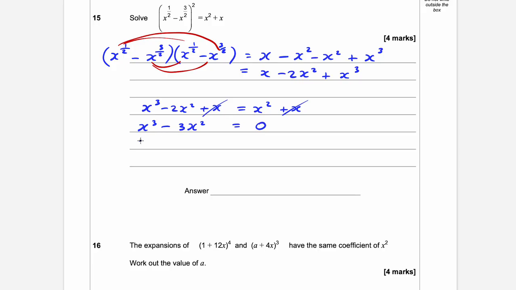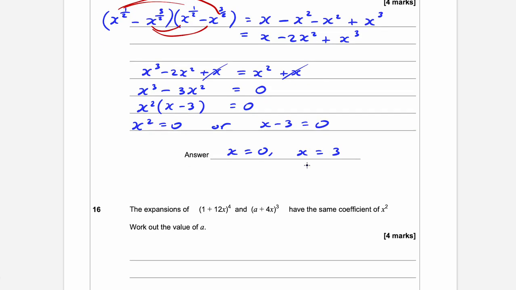Take out the x squared, and have x minus 3 equals 0. So x squared equals 0, or x minus 3 equals 0. So my two solutions are x equals 0 or x equals 3, because I add the 3 here. Okay, that is question 15.